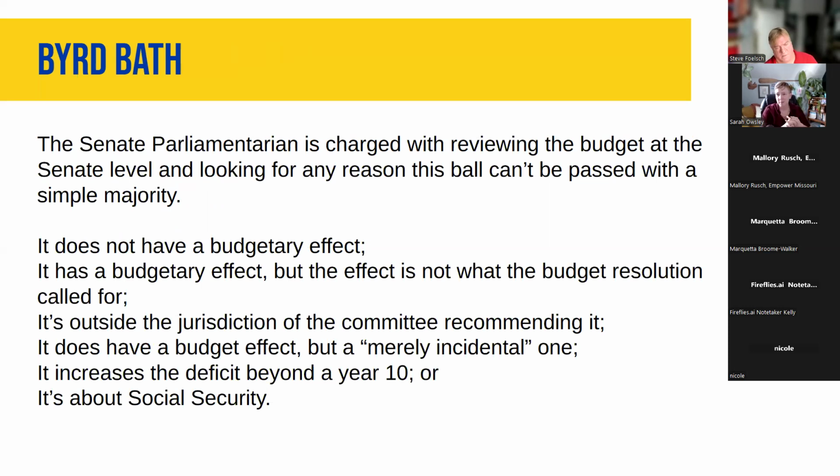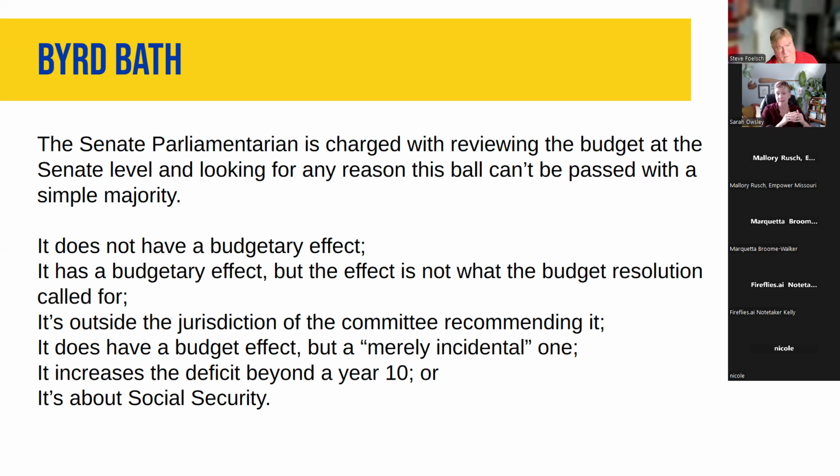Over the weekend, a lot of information came out about the Byrd bath. So folks may have been surprised for the first time to hear that was a thing that happened, to hear that we have an office called the parliamentarian, and that they have a pretty substantial job that they do every year for us. So the Senate parliamentarian is challenged to review the budget at the Senate level and look for any reason that portions of that budget couldn't be passed with a simple majority.